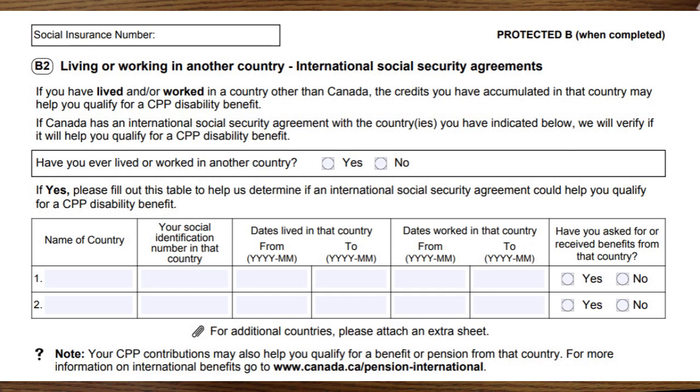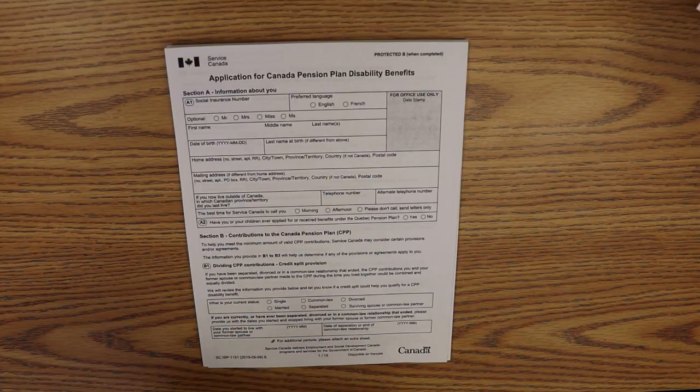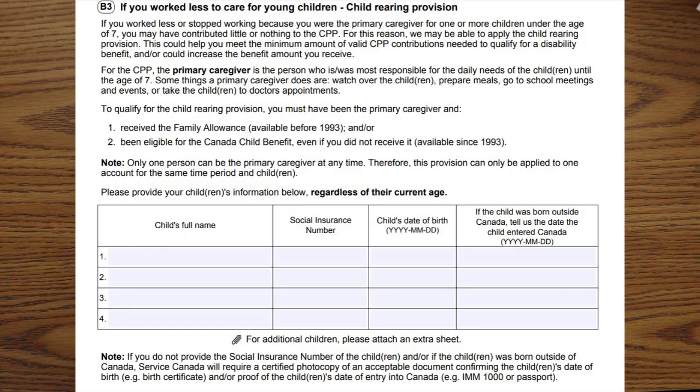You will need to know your social identification number, the dates that you lived in that country, and the dates that you worked in that country, both to and from. If you worked less to care for young children, there's a child rearing provisions section. You will need to know your child's full name, social insurance number if you have it, their date of birth, and if they were born outside of Canada, you must tell us the date that child entered Canada.